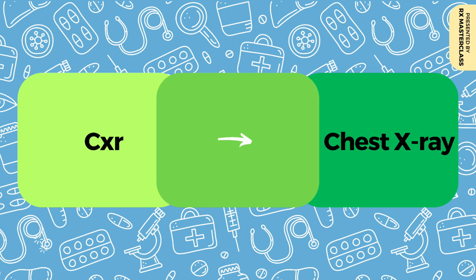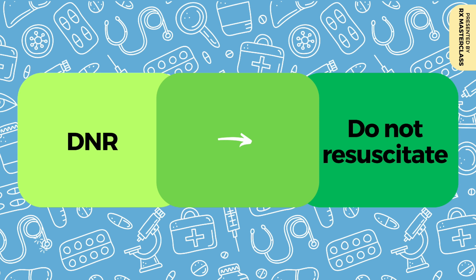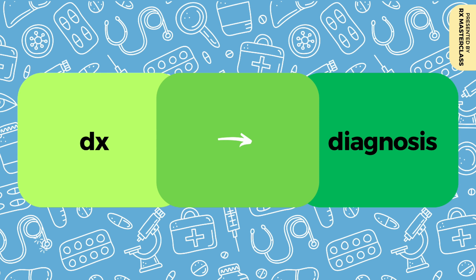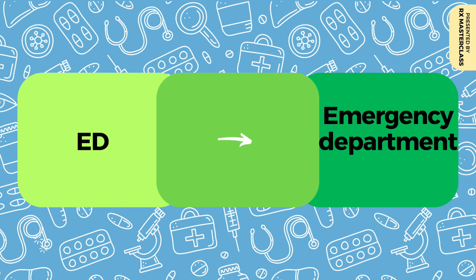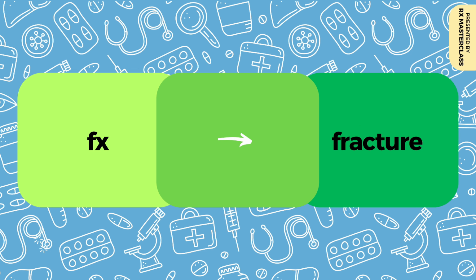CXR, which stands for chest x-ray. DC, which stands for discontinue. DNR, which stands for do not resuscitate. DX, which stands for diagnosis. ED, which stands for emergency department. FX, which stands for fracture. GTT, which stands for drops. HA, which stands for headache.